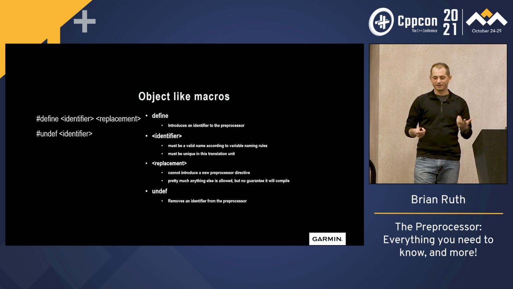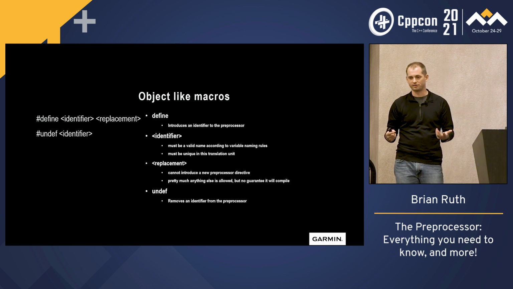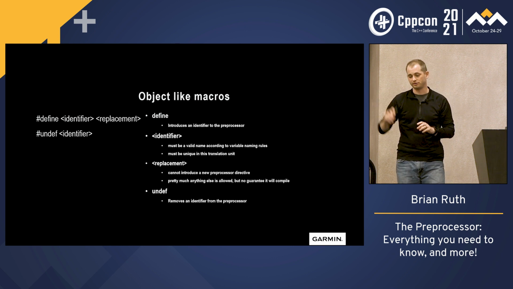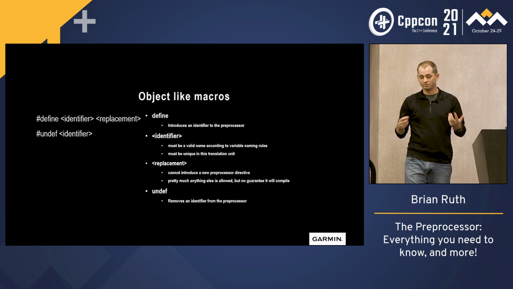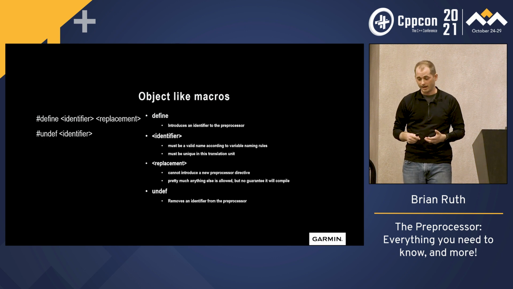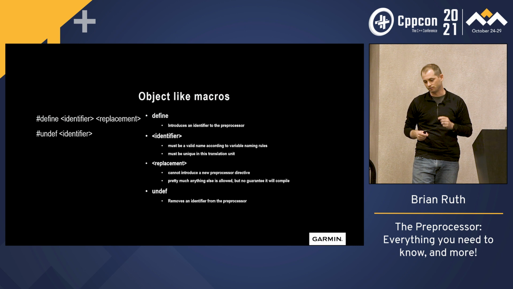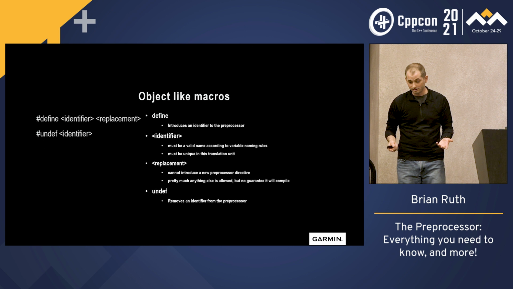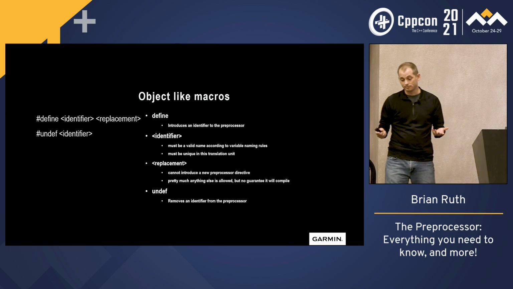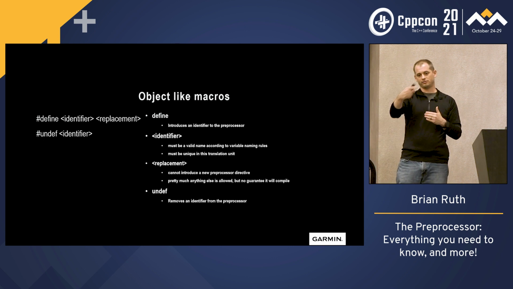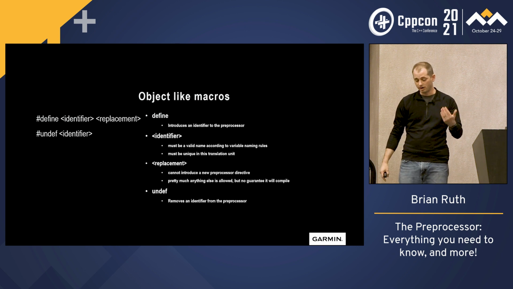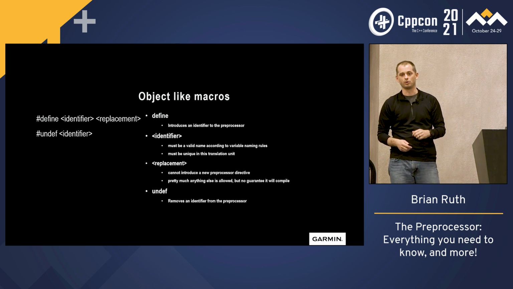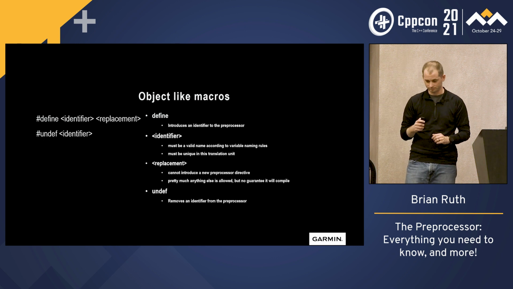So an object-like macro, it's going to start out with your define. It's going to introduce an identifier to the preprocessor. So this is what tells the preprocessor, hey, this has this meaning. So when you find this, replace it with this text. So the identifier, it's going to have to be a valid name according to naming guidelines. And it must be unique to this translation unit, and we'll get to that in a little bit. The replacement, again, cannot introduce a new directive, but pretty much anything is allowed, but there's no guarantee that it's actually going to compile. And then there is a kind of an inverse of the define, which is undef, which basically tells the preprocessor, from this point on, this identifier is no longer anything, so don't replace the text.